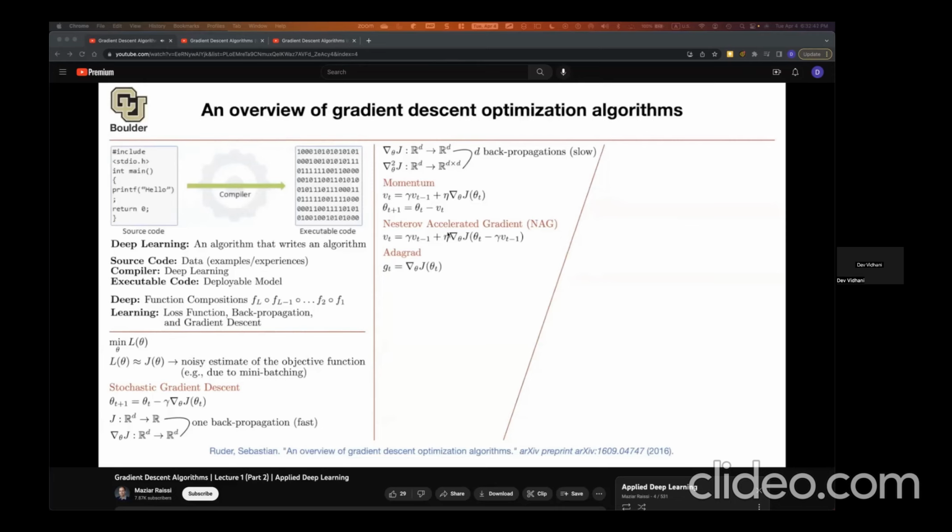For AdaGrad, this is just our gradient. Let's call it G. That's our G_t. The idea is that this is the same gradient descent that you have here. It's theta t plus 1 is equal to theta t minus our eta, which is now adaptive, times the gradient. But how do you make it adaptive? You take a running average. It's not actually a running average, it's the average of the gradients multiplied by each other.